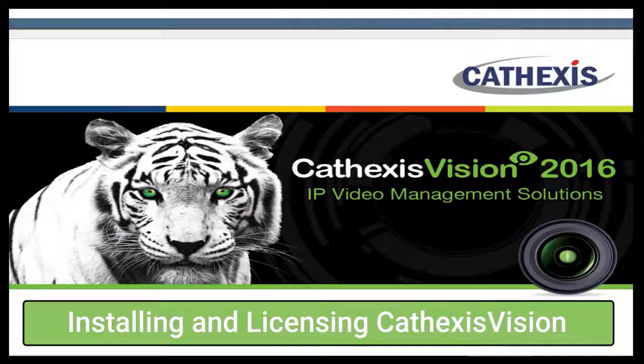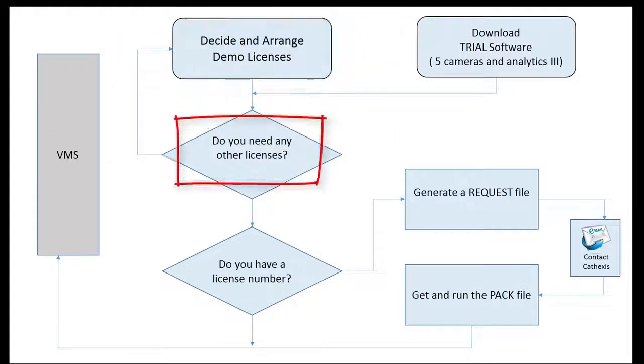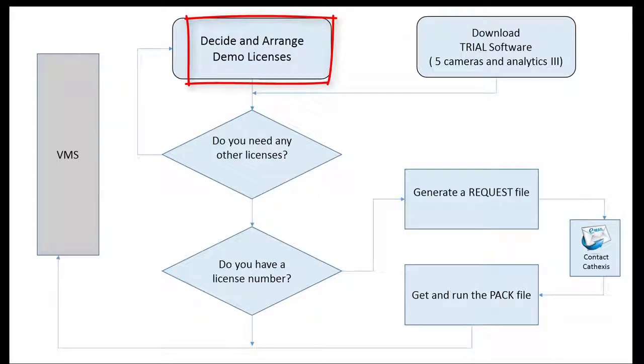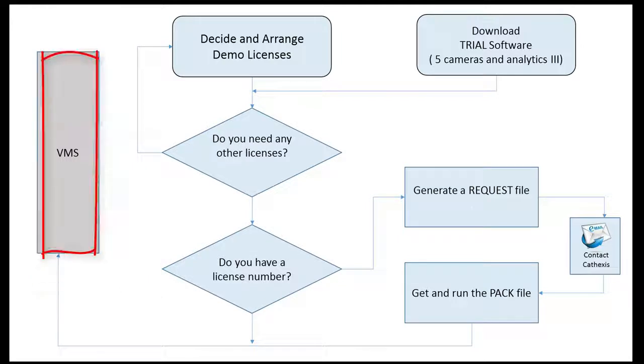Installing and licensing CathexisVision is straightforward. Decide on the licenses that are required or download the trial software and arrange for any other demo licenses that you might need. If you have a license key number, enter that and the VMS will be operative.